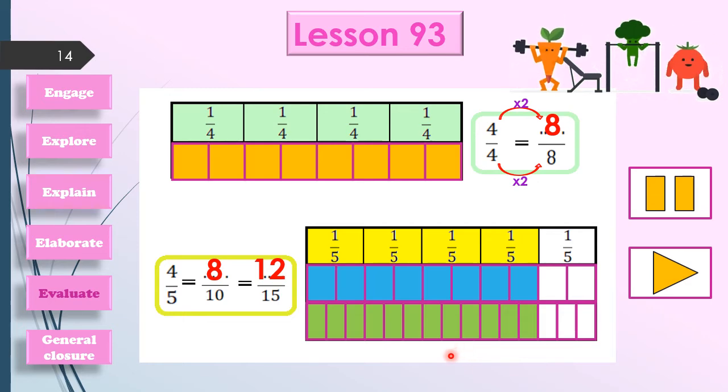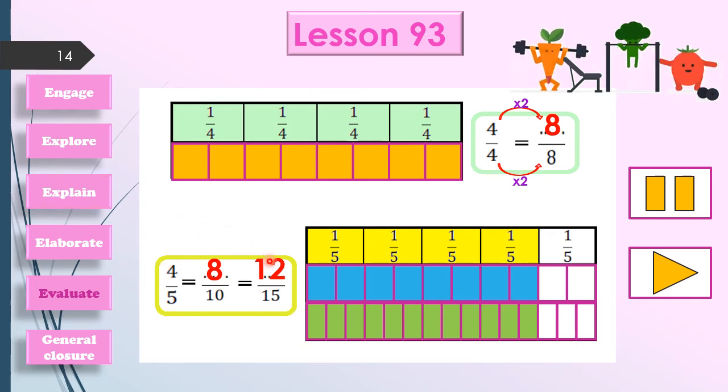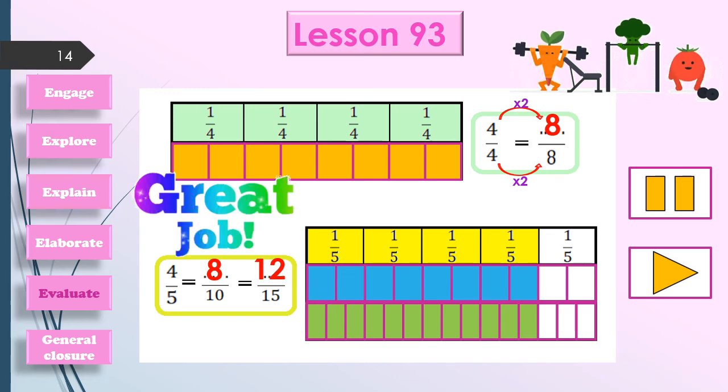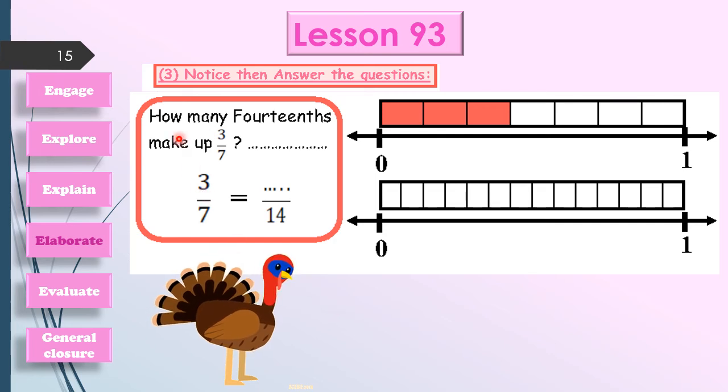But mathematically, let's make sure that it's right. 5 times what equals 15? Yes, it will be 3. As I do down, I will do up. 4 times 3 equals 12. Then I am right. Good job. You are great. Now let's go to our exercise. Notes, then answer the question.